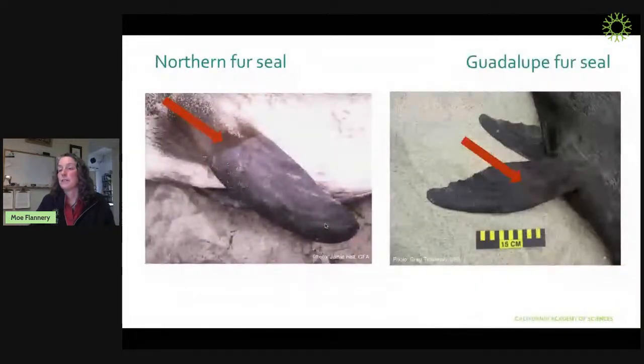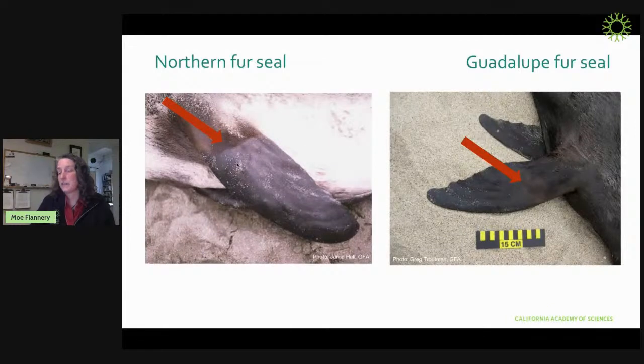Now remember, the northern fur seal has a t-shirt line on the dorsal side and the ventral side. The Guadalupe fur seal, the California sea lion, and the Steller sea lion all have fur on the dorsal side and a t-shirt line on the ventral side. So this fur really helps you only to identify a northern fur seal.